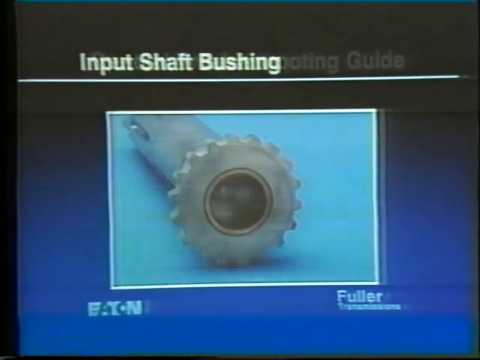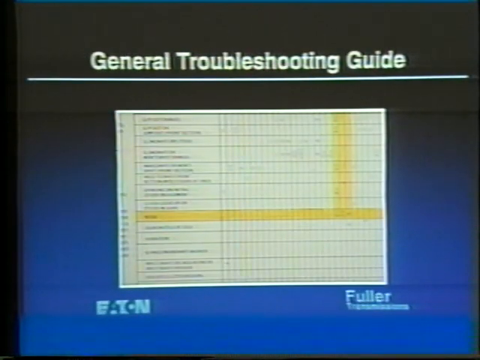To assist you in diagnosing problems, a guideline is provided in the General Troubleshooting Guide for Fuller Transmissions, Form 102. The guideline lists the most likely causes for the most common complaints. Information for correcting the problem is also provided. Since noise is often a good indicator or warning signal of a problem, let's use it as an example.